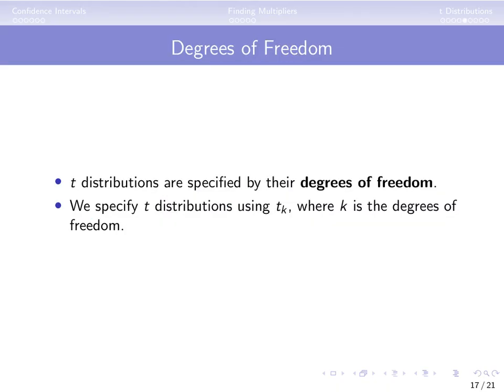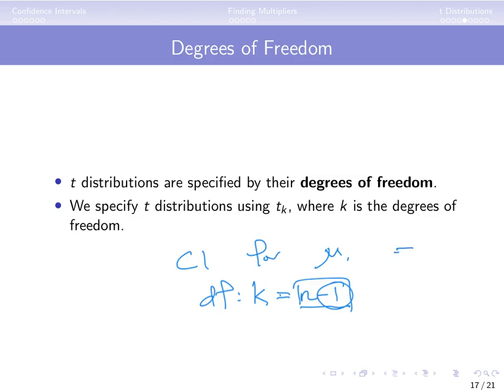One thing you noted is that a t distribution is specified by its degrees of freedom. Typically, we'll write it as t subscript k, where k represents the degrees of freedom. For the confidence interval for the population mean, the degrees of freedom k is given by n minus 1. It's basically sample size minus 1, because since we're using the sample mean to estimate the population mean, we lose 1 degree of freedom because this equality must hold.